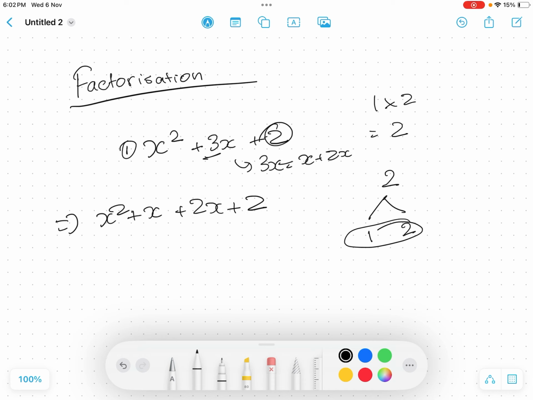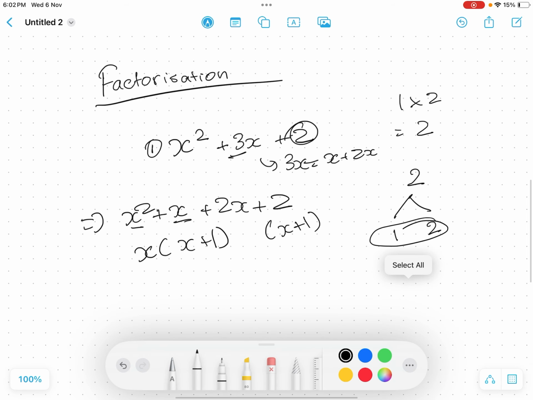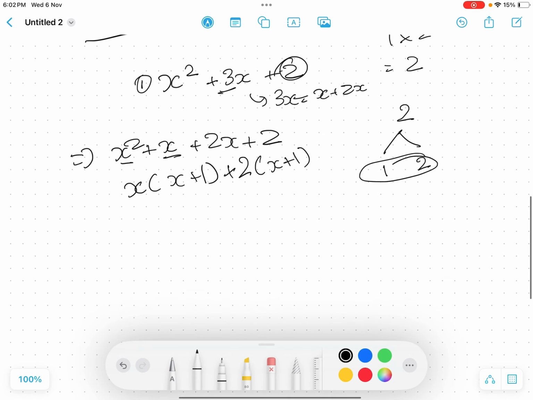Now you can take x common in these two terms, so x of x plus 1. Here's one more trick I recommend. Paste x plus 1 here also. Now you must find out what you should multiply by to get 2x plus 2. If you multiply plus 2, into x gives plus 2x, and plus 2 into 1 gives plus 2. Now you see x plus 1 is common here, so you can take the whole bracket common and it becomes x plus 1 of x plus 2.